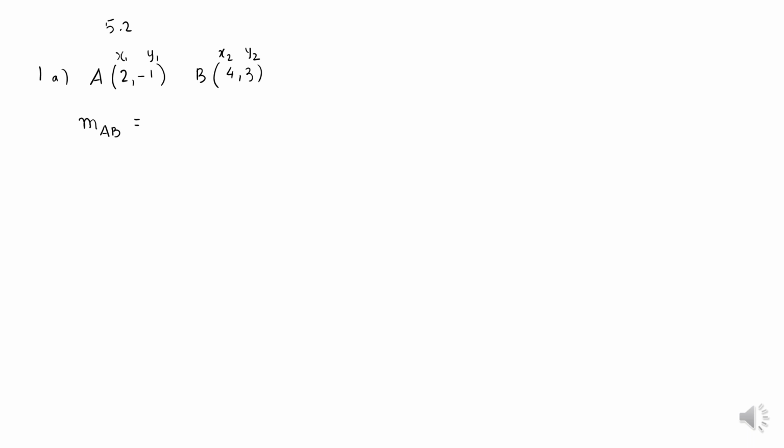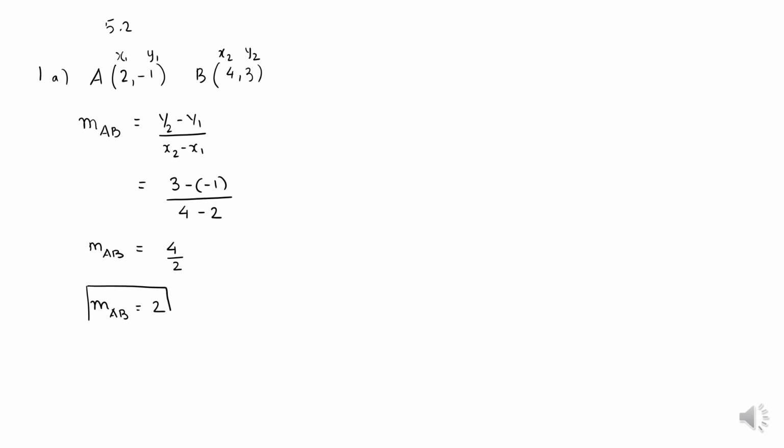So m of AB means slope of AB. M of AB means slope of AB. So what is slope of AB? y2 minus y1 upon x2 minus x1. So y2 is 3 minus y1 upon x2 minus x1. So m of AB comes out to be 4 upon 2. That is, I get slope of line AB as 2. So in short, slope of line AB is nothing but 2. Understood? Let us take one more example.